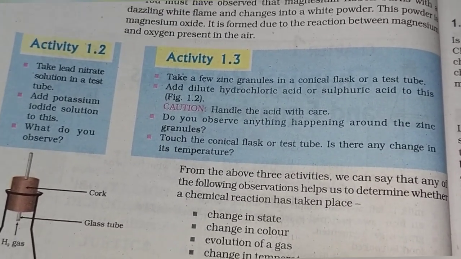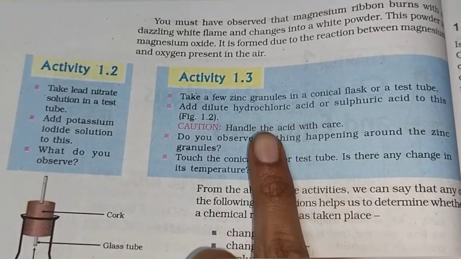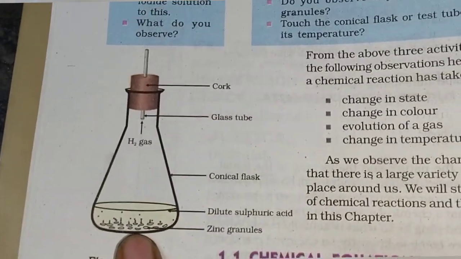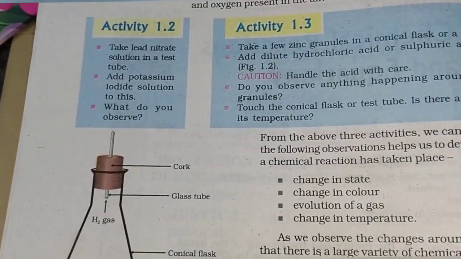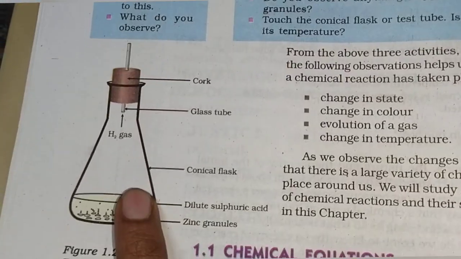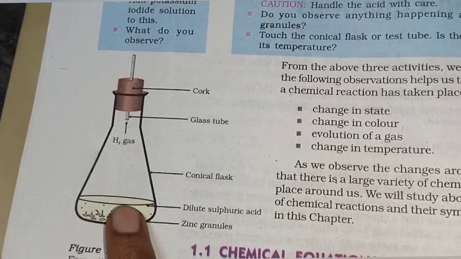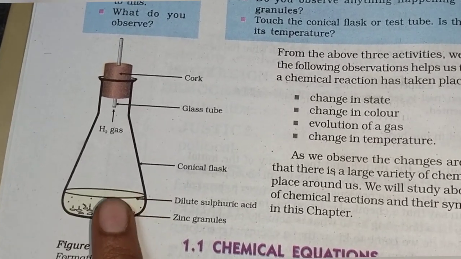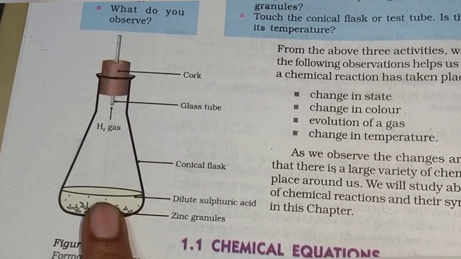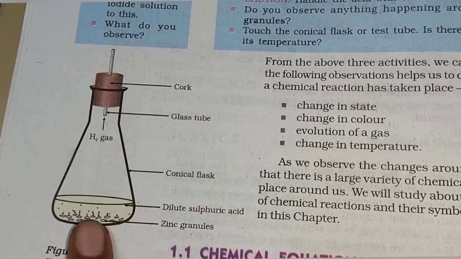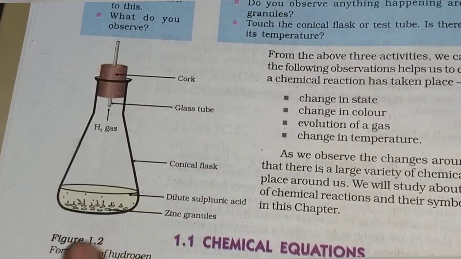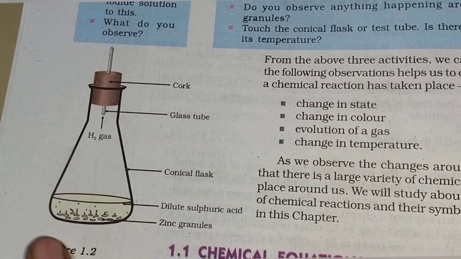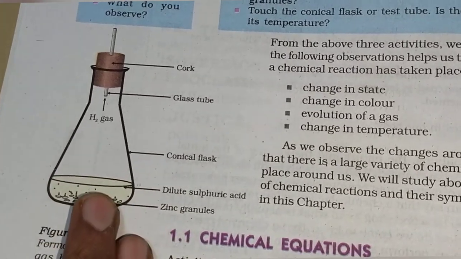So one more activity, let's see. Take a few zinc granules. So we have to take a few zinc granules and add dilute hydrochloric acid or sulfuric acid to it. Then handle the acid with care while pouring it, and touch the conical flask or test tube. When we touch it, we can see there is a change in temperature. It will become hot, warm.